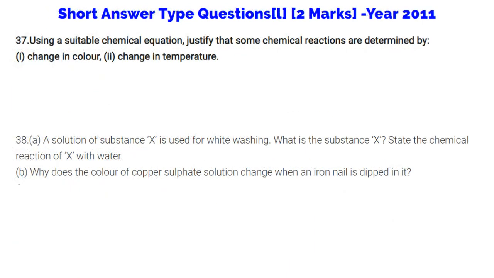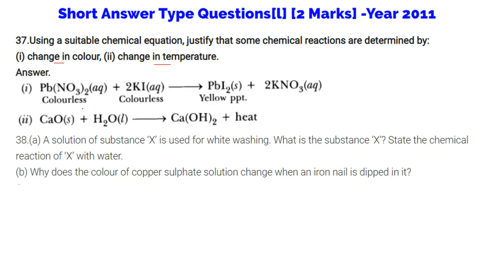Using suitable chemical equation, justify some chemical reactions are determined by change in color and change in temperature. So there can be many answers. We'll take a few of them. See, this is PbNO3, lead nitrate, and this is colorless. When it combines with potassium iodide, which is colorless, it gives you PbI2, that is lead iodide, and this is yellow precipitate. This is how the change in color is going on, and this is KNO3.